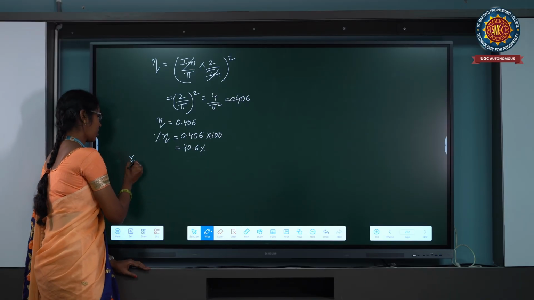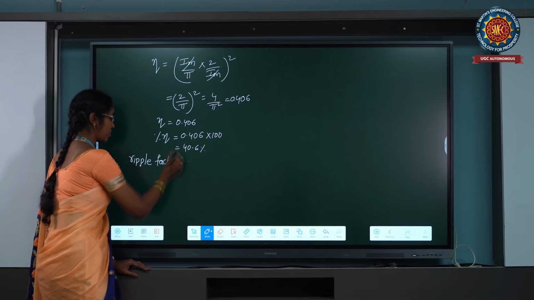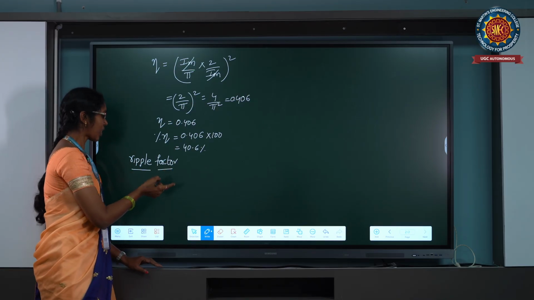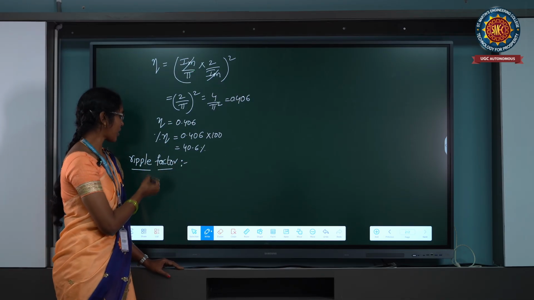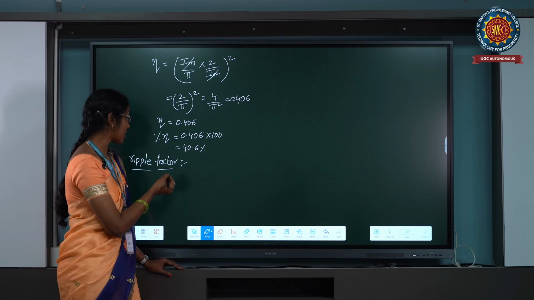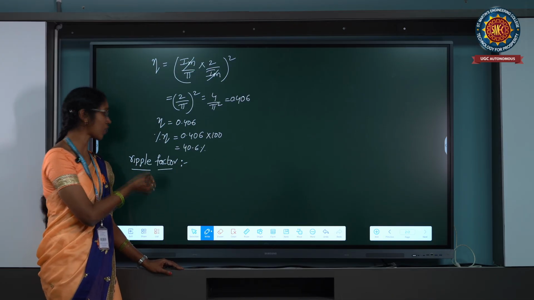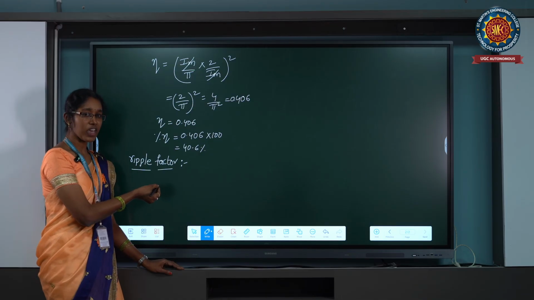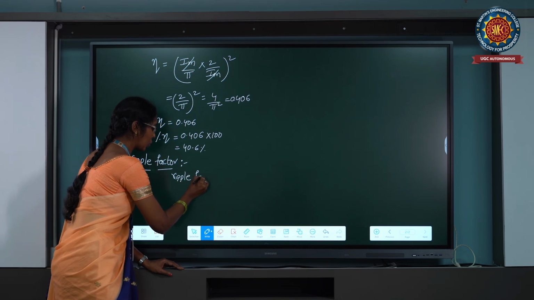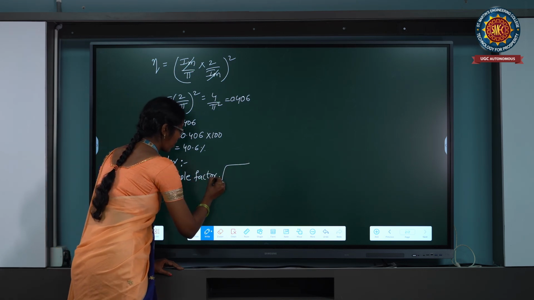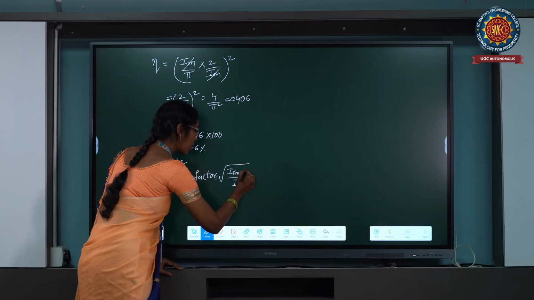Second one, ripple factor. Ripple factor indicates the amount of ripples present in the rectifier output. What is meant by ripples? The amount of the AC components present in a rectifier output is known as ripples. So ripple factor indicates how much of AC components are present in the rectifier output. The formula for ripple factor is equal to root of IRMS by IDC whole square minus 1.